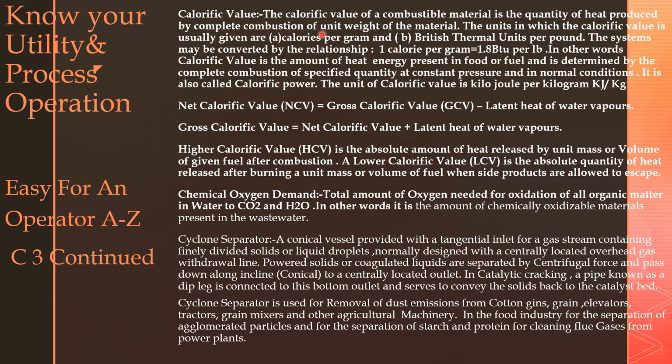Calorific value. The calorific value of a combustible material is the quantity of heat produced by complete combustion of unit weight of the material. The units in which the calorific value is usually given are calories per gram and British thermal units per pound. The relationship is 1 calorie per gram is equal to 1.8 BTU per lb.